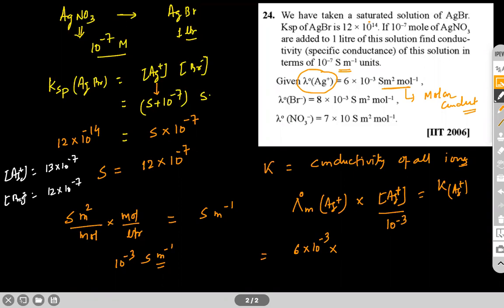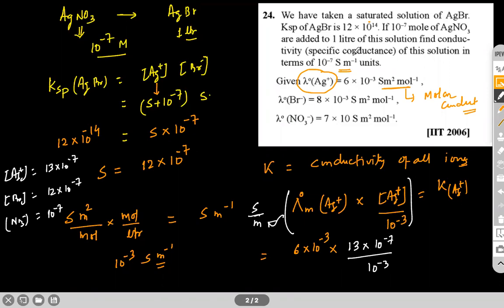And the concentration of NO3 minus would be 10 to the power minus 7. Okay. Now this concentration we have to substitute here. Ag plus concentration is 13 into 10 to the power minus 7 divided by 10 to the power minus 3. This 10 to the power minus 3 I have divided here so that the unit of this term if we calculate will be Siemens per meter. For this unit I have taken this 10 to the power minus 3.